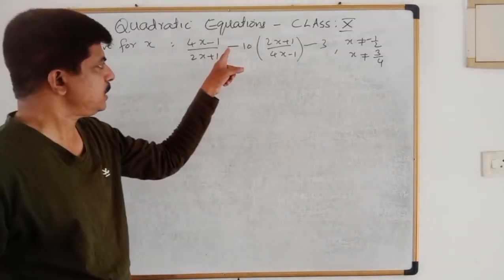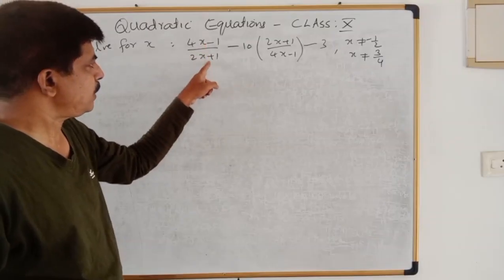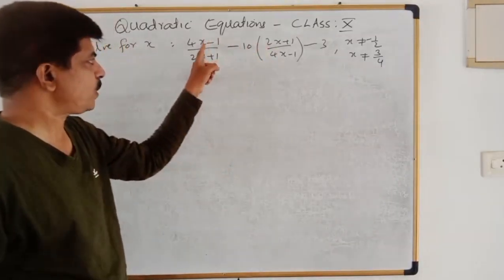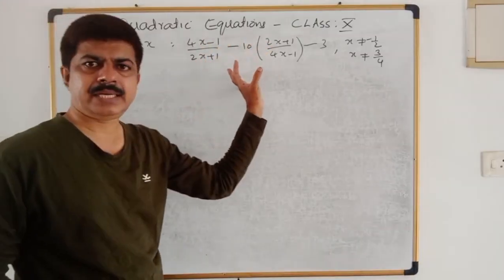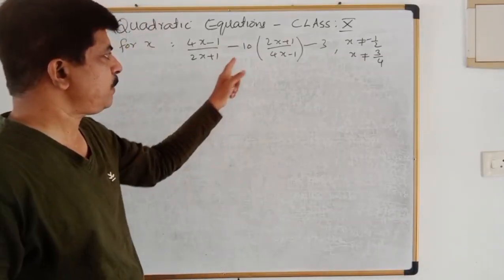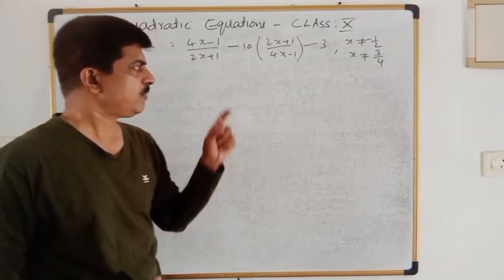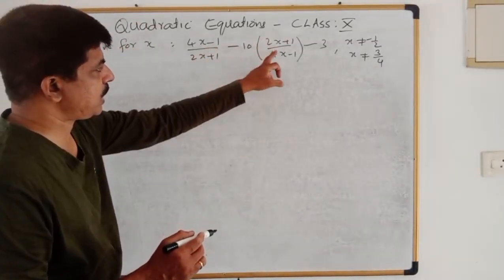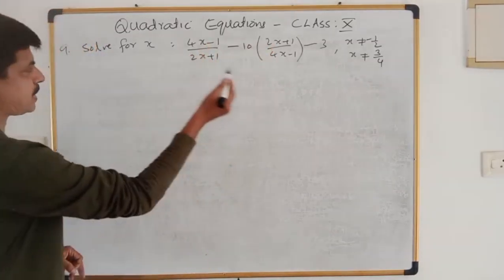I think you can identify this question. Notice here, the first term and second term are reciprocal to each other. What is the reciprocal of (4x minus 1)/(2x plus 1)? When the question is given like that, we have to use the substitution method. If we simply multiply by 10, it will be very complicated and time consuming. So we have a shortcut method. When the terms are reciprocals like this, we substitute.